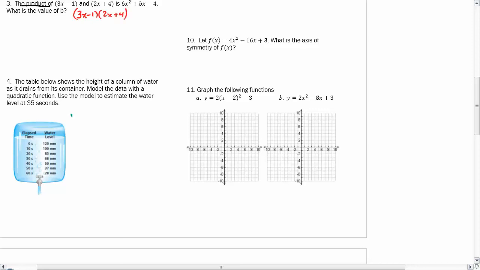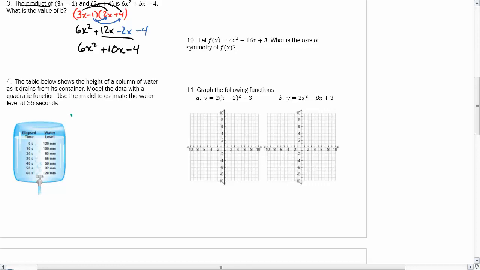Well, by FOIL, the first thing we would do is multiply 3x and 2x and get 6x squared. 3x times 4 and get 12x. And then the inside and the last terms, negative 1 times 2x is minus 2x. Negative 1 times 4 is going to be a minus 4. So we're left with 6x squared. Now, the middle two terms can combine. 12 minus 2 is 10, so plus 10x minus 4.